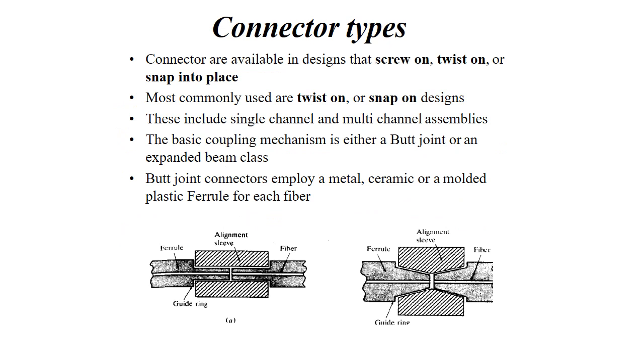Connector types. The connectors are available in various forms, namely screw on, bayonet mount and push pull configurations, which include both single channel and multi-channel assemblies for cable to cable and cable to circuit card connections. Here there are two types: one is the butt joint connector and another one is the expanded beam connector.